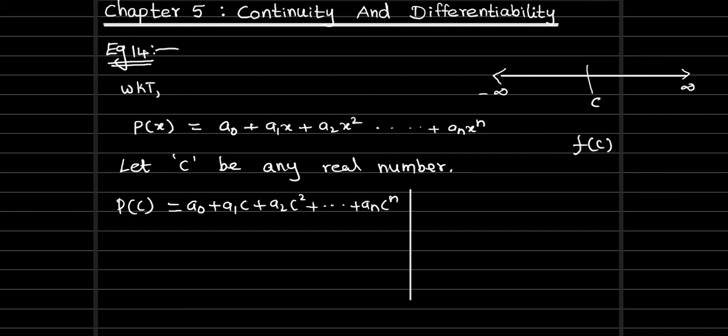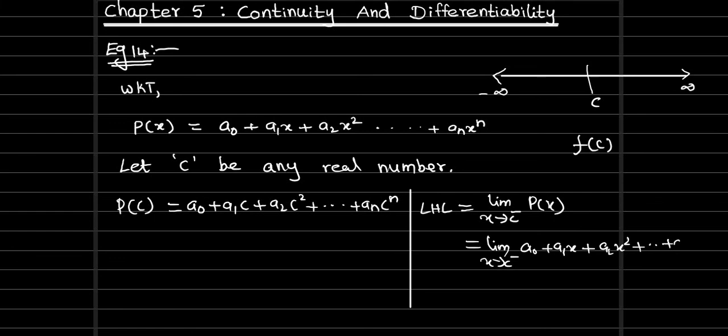Now the left hand limit we are going to find out, the left hand side close values. What happens to the function? Limit x approaching c from the left hand side of p of x. So we need to replace p of x with what is given: a naught plus a1x plus a2x square up to an x power n. When we apply the limit, what result will we get? a naught plus a1c plus a2c square up to an c power n.